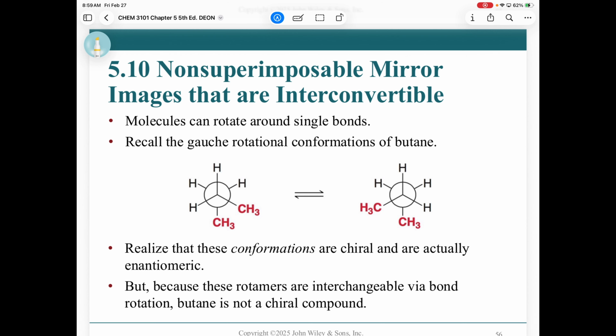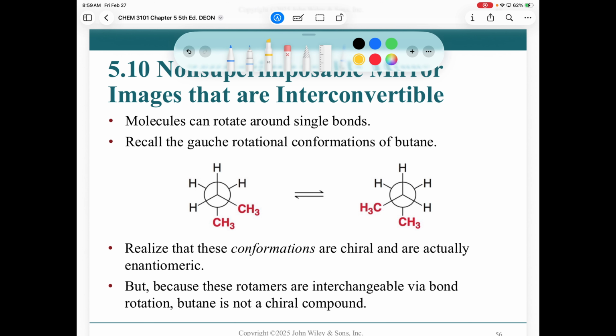Do you guys remember your Newman projections? Yes, I do. You asked me a bunch of questions about them on a quiz. You made me draw a bunch of Newman projections. Well, if you have butane, carbons 1, 2, 3, 4, and you look down the carbon 2-3 bond, this is a Newman projection. We have a gauche effect there between the two methyls. And we know we have free rotation around this carbon-carbon bond.